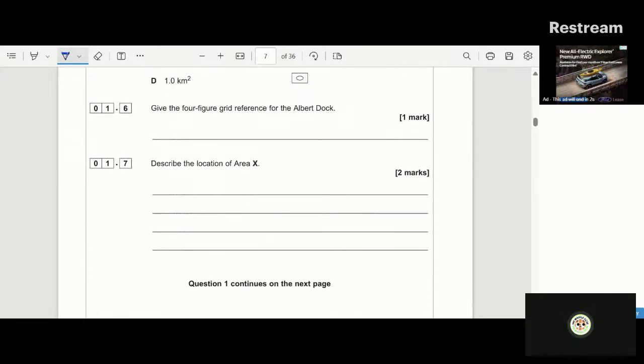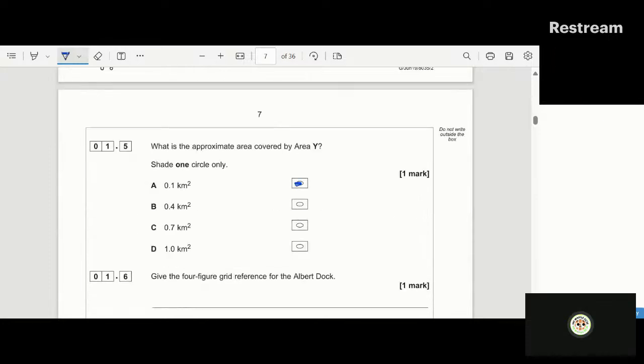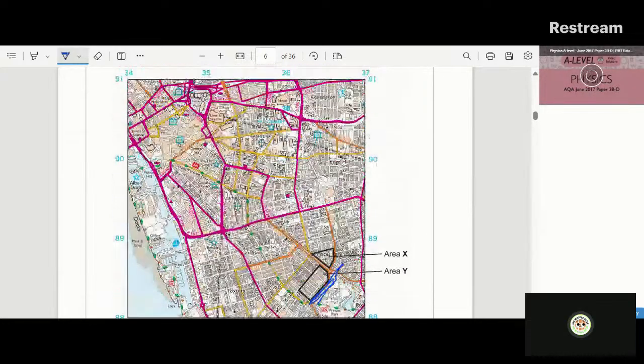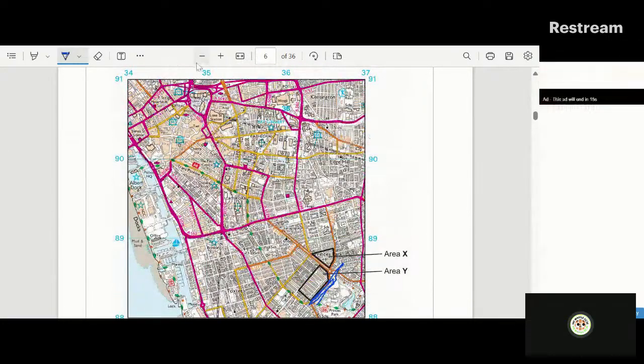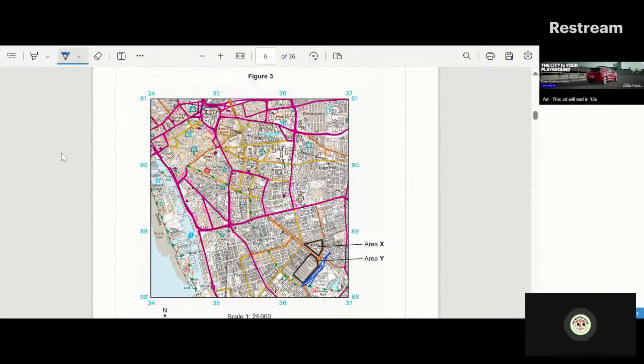Give the 4-figure grid reference for the Albert Dock. So let's find Albert Dock. People who've studied Liverpool as a case study would probably find this a lot easier. I'm trying to see where it is. Here it is. So Albert Dock is here. So the 4-figure grid reference.